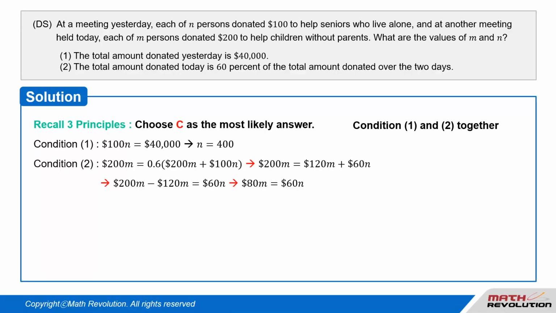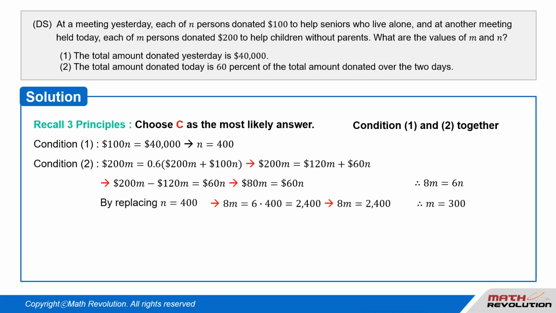Condition 2 tells us that $200 M equals 0.6 times the whole of $200 times M plus $100 times N. This gives us 200 times M equals 120 times M plus 60 times N, or 200 times M minus 120 times M equals 60 times N, or 80 times M equals 60 times N. 8 times M equals 6 times N.